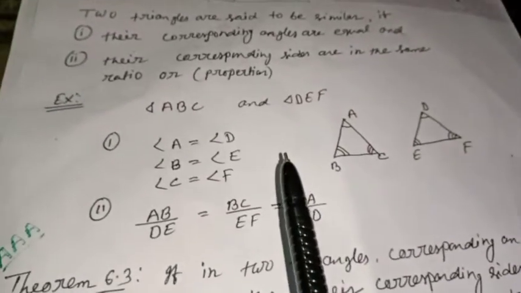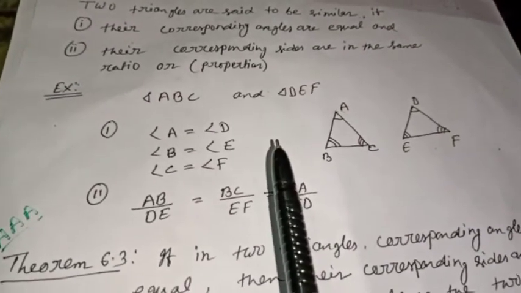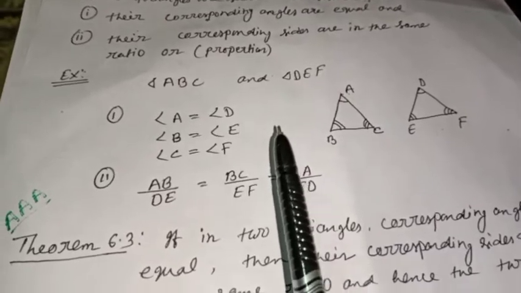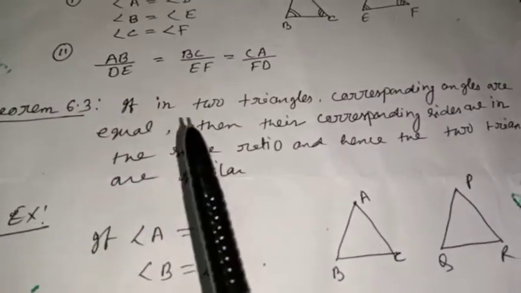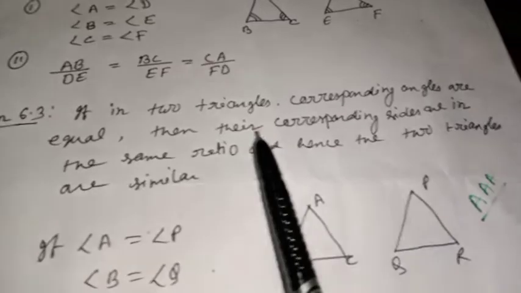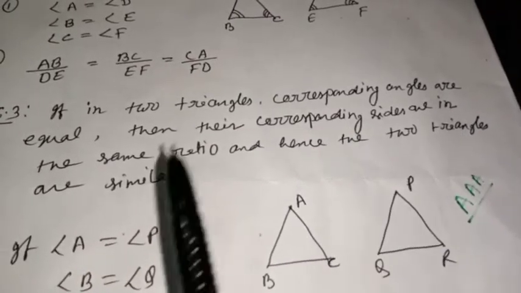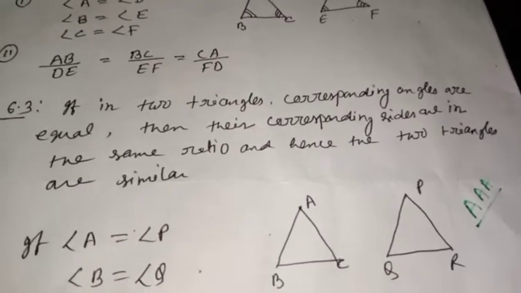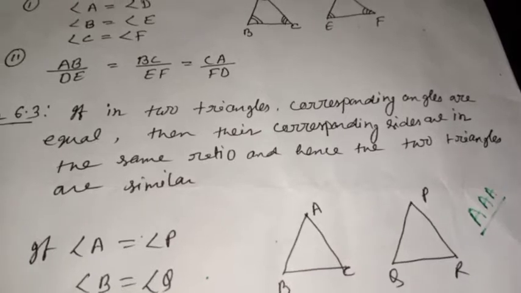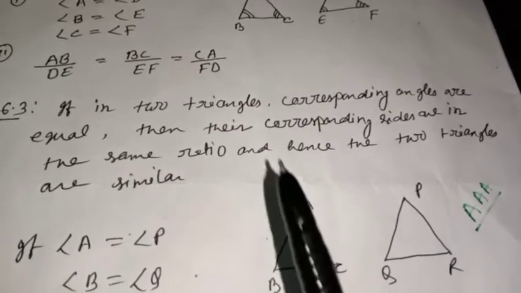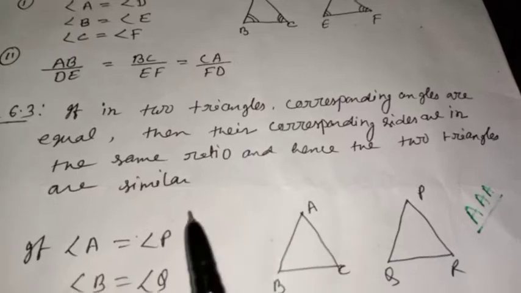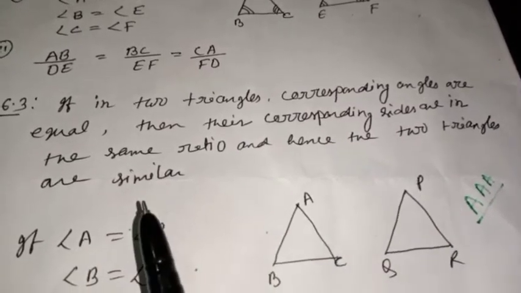Okay, now these two reasons are for what? To get two triangles are similar. Now theorem 6.2. If in two triangles corresponding angles are equal. See, suppose you're having two triangles, their corresponding angles are equal, then their corresponding sides are in the same ratio, and hence the two triangles are similar.